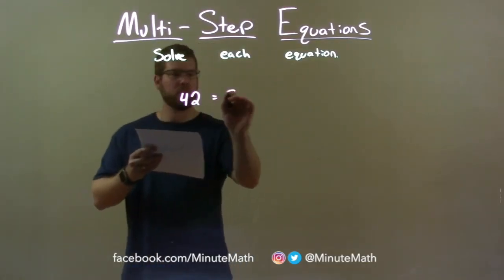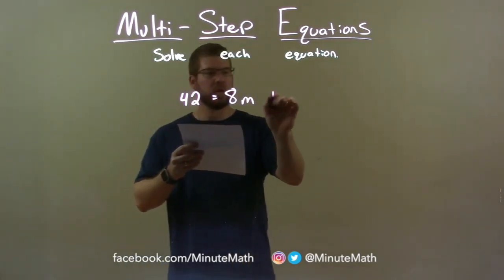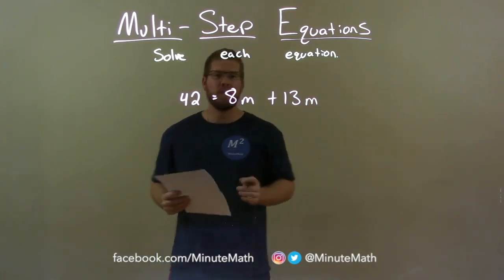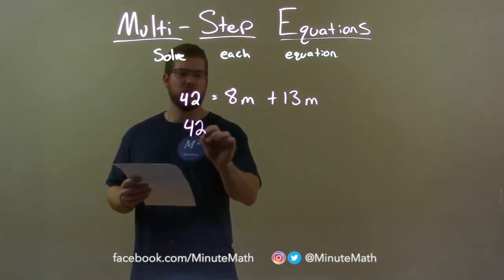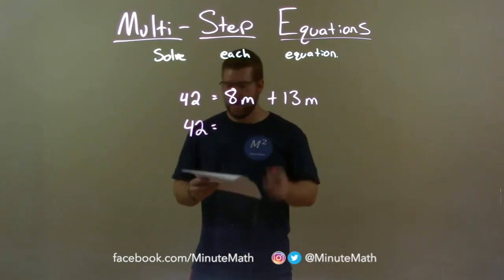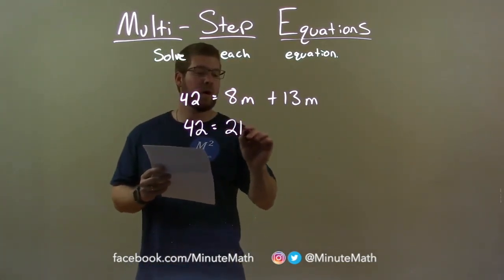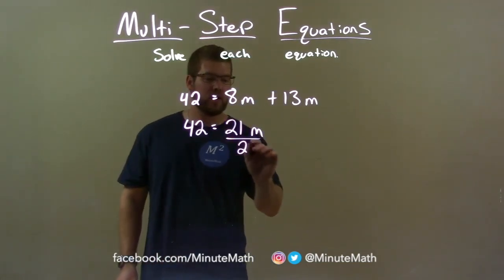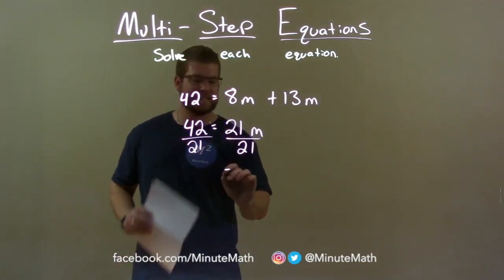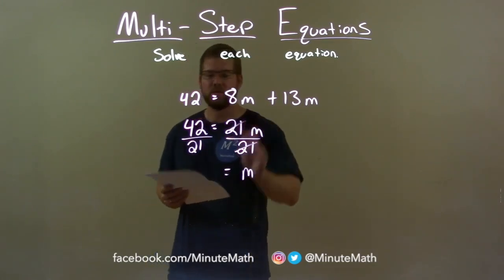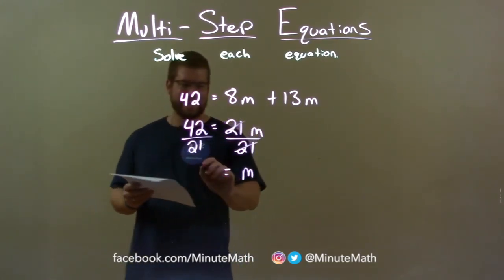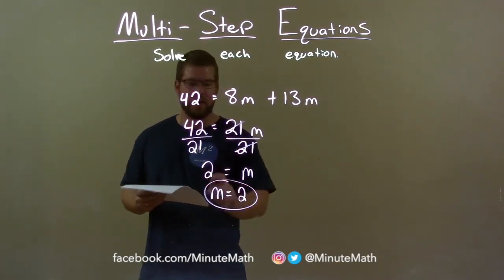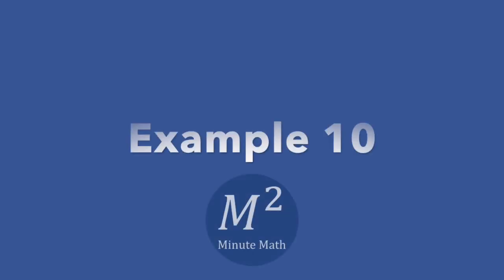42 equals 8m plus 13m. I want to combine my like terms. On the left, there's nothing. 42 is by itself. But on the right, 8m plus 13m is a 21m. Now we have 21 times m, so if I divide both sides by 21, I will get m by itself. 21's cancel, and 42 divided by 21 is a 2. I can rewrite this that m comes first, so m equals 2, and there we have our final answer.